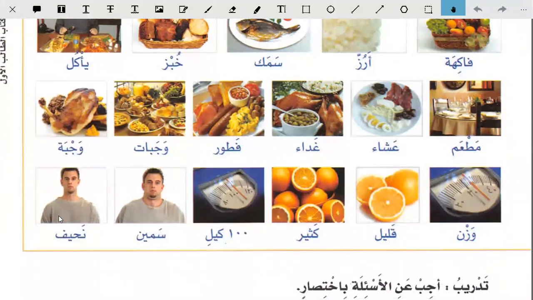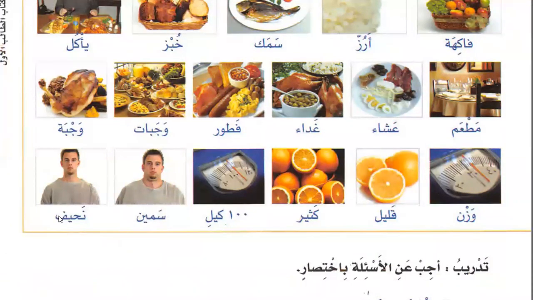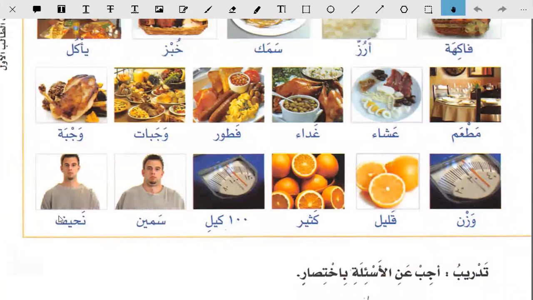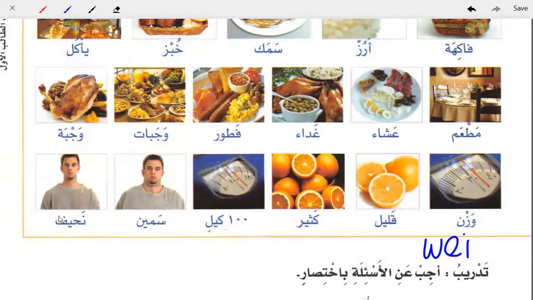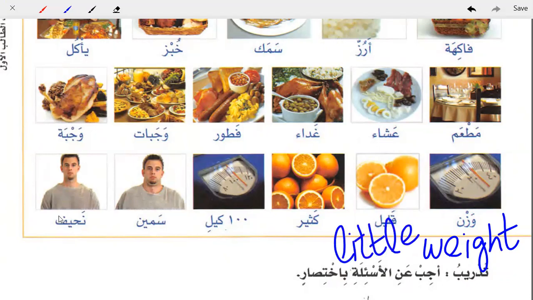Waznu. Kilo. Weight. Wazan means weight. Okay. Kalilun. Small. Little. Kalil means little. Okay. Kasirun. Plenty. Okay. Mia kilin. Mia tu kilin. 100 kilo. 100 weight, 100 kilo. Okay.